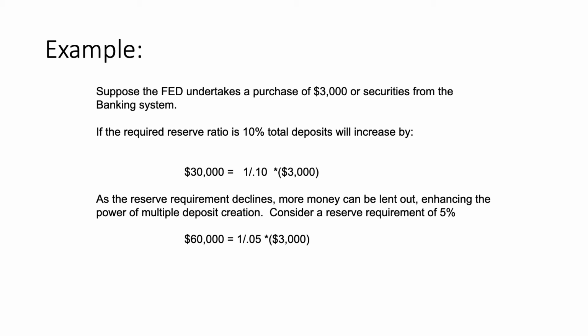As we've changed the required reserve ratio to 5%, we now have this multiple deposit formula adjusted by having 1 over 0.05 rather than 1 over 0.10. That effectively increases the money multiplier, the multiplier for deposit creation. And now we're seeing that $3,000 change in reserves get cycled through the system for a longer period of time, and this leads to an increase in deposits of $60,000.